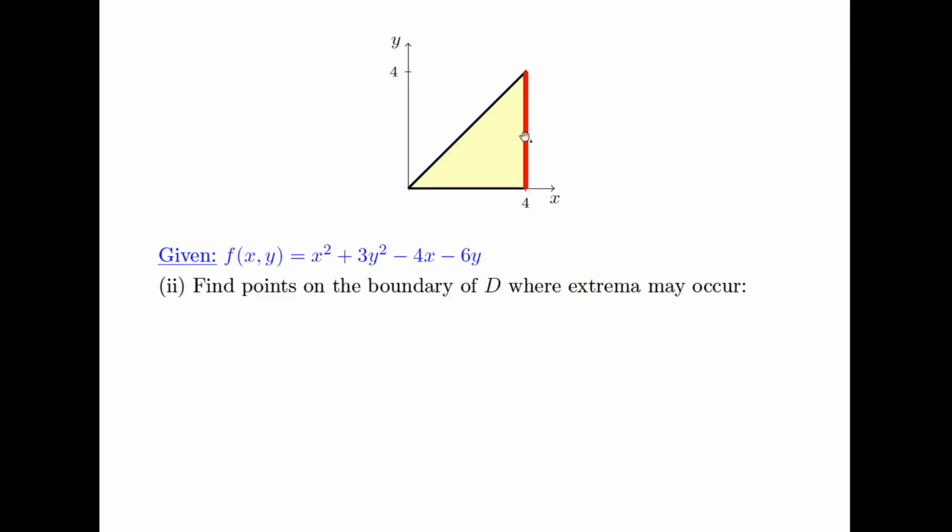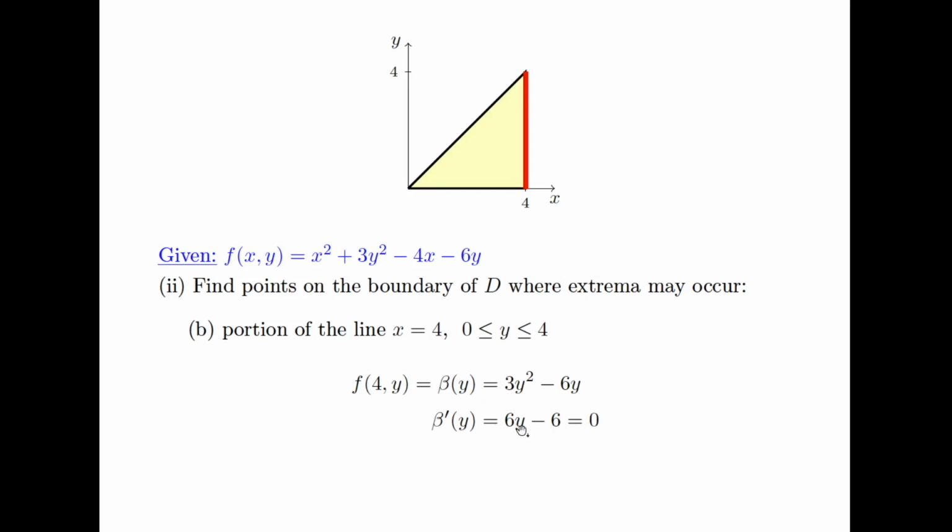Next, we consider this line segment, which is a portion of the line x = 4, where y is from 0 to 4. Just like what we did earlier, we restrict the function f over this line segment by taking x equals 4, and the resulting function is a function of only the variable y. We solve for the critical points by taking the derivative with respect to y, which gives us 6y − 6 = 0, or y = 1. Therefore, over this line segment, the given function f(x,y) may have an extremum at the point (4,1).